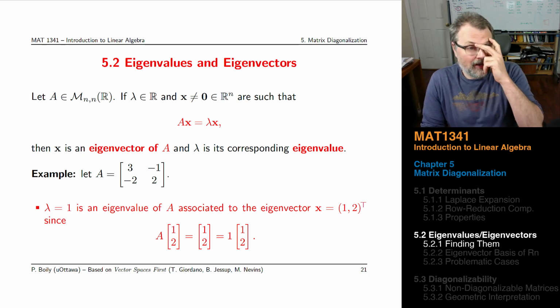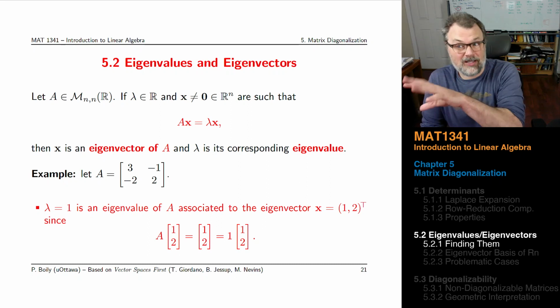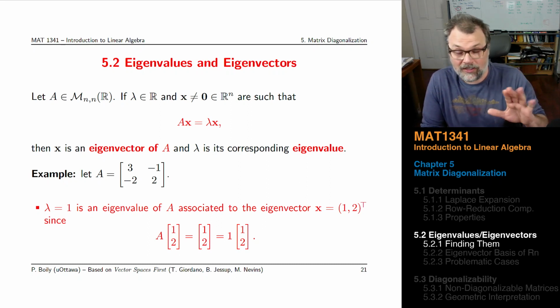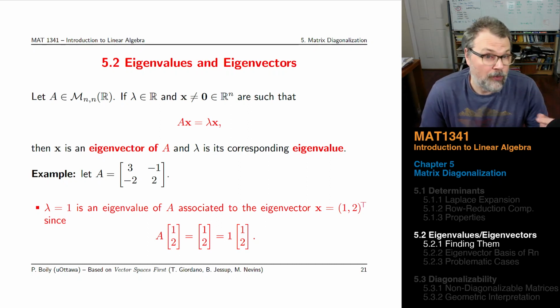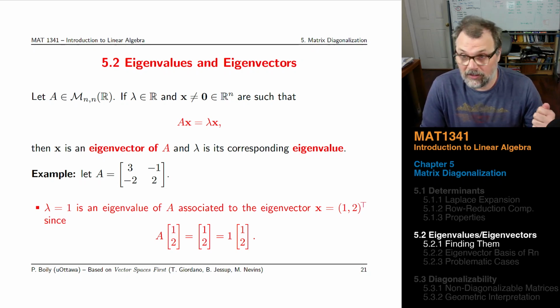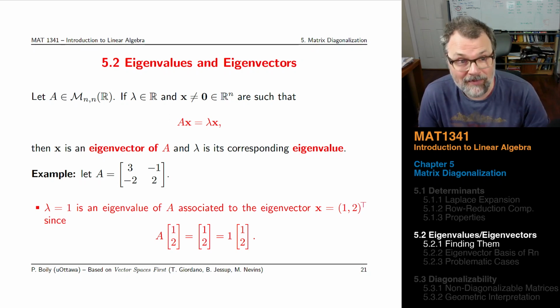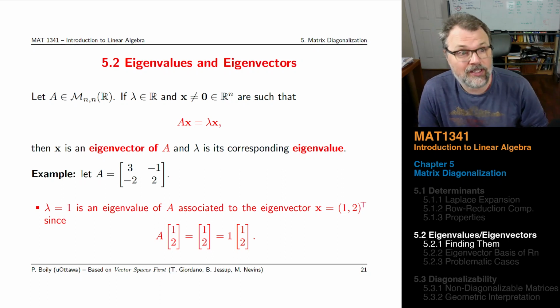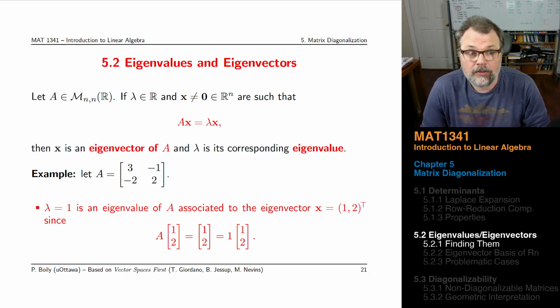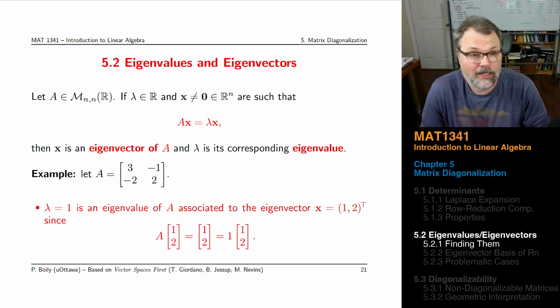So if you can find a real number lambda, again, that could in theory be a complex number, but for now we're going to stick to real numbers. If you can find a real number lambda and a vector x which is not the zero vector of Rn, such that A times x is equal to lambda x, where A is a square matrix, then you have found an eigenvector x of the matrix A and its corresponding eigenvalue lambda.